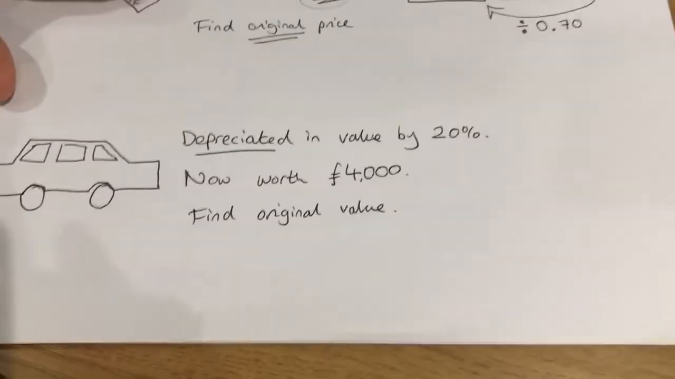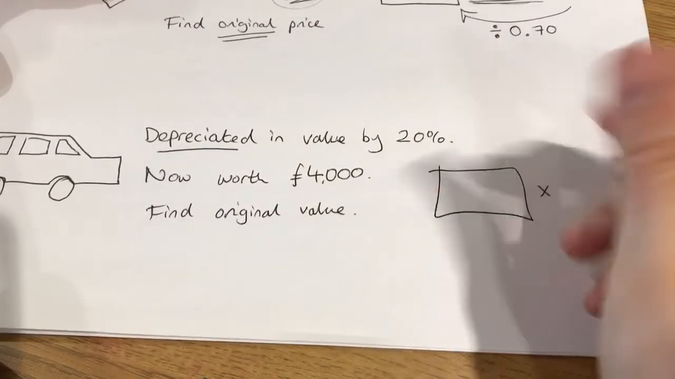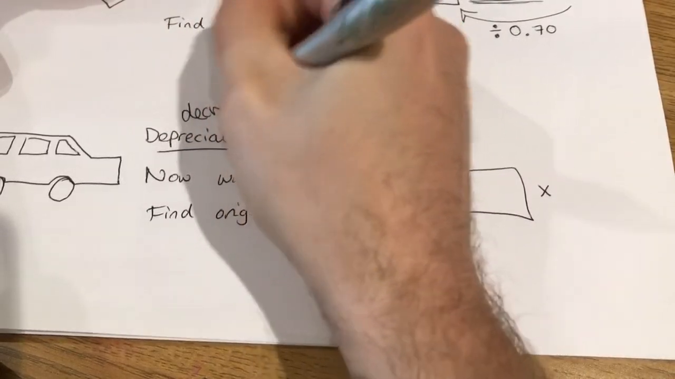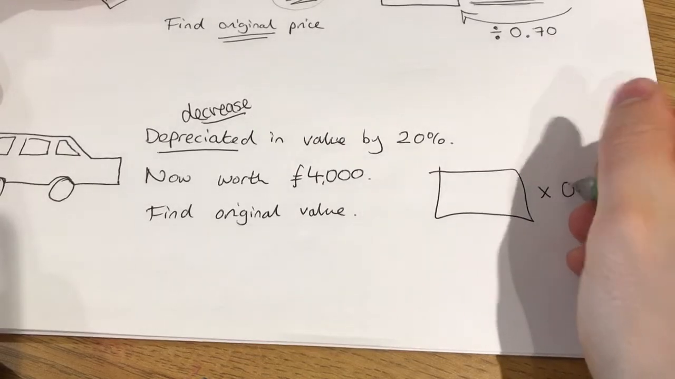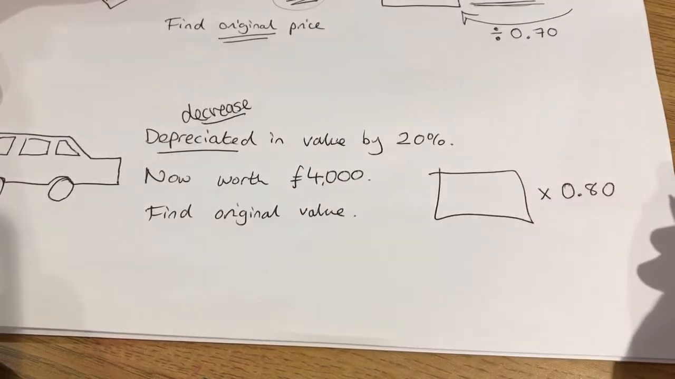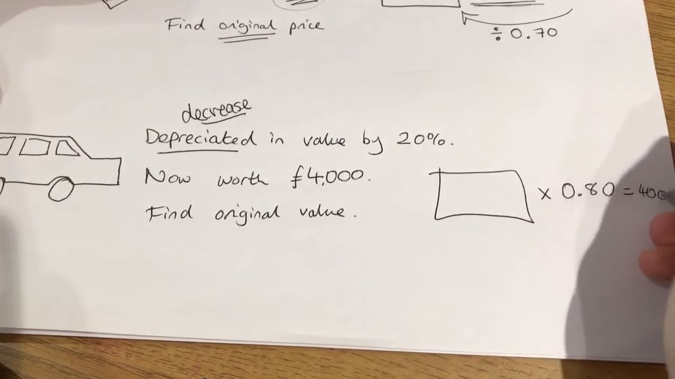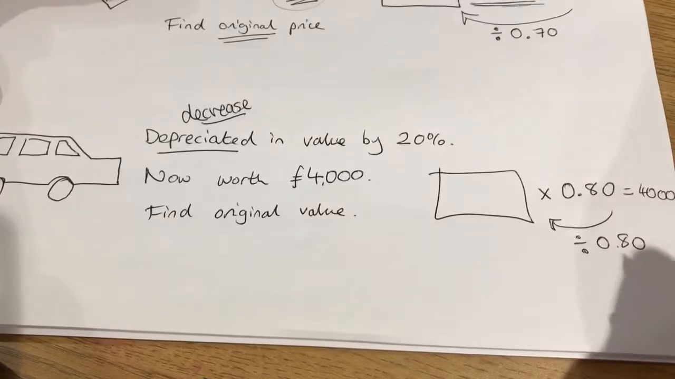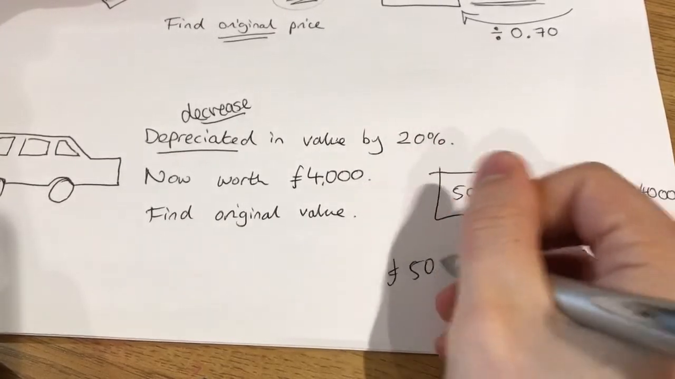The next one, original, I would multiply. So this is a car. Depreciate, by the way, is a fancy way of saying decrease in value by 20%. That means I would have times by 0.80 to get £4,000. So I'm going to reverse that. I'm going to divide by 0.80. If you put that in your calculator, you get £5,000. So my answer is £5,000.